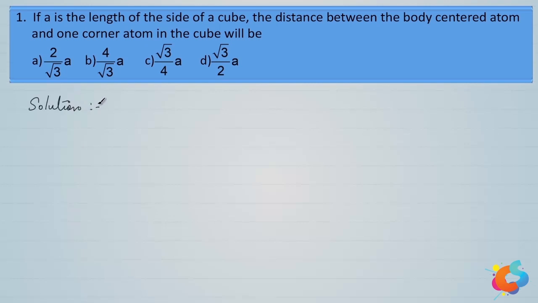In BCC, two atoms are present. One atom lies at the center of the cube while the other lies at the corners of the cube. Hence, the distance between the body-centered and one corner atom is half of the body diagonal, that is root 3 by 2 into A. And hence, the given option is option D.